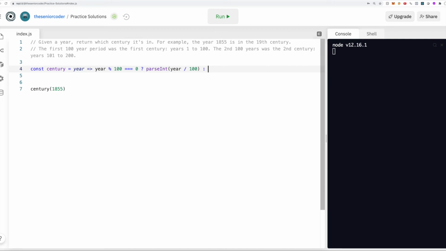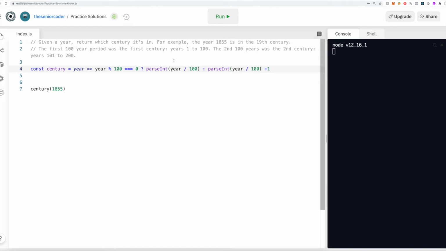Now, if it cannot be, then the other side of the ternary operator will give us what we need. We're going to parseInt the year divided by 100. That would normally give us a fraction or a float number, but because we're using parseInt, it will give us a whole number, an integer. Oh, then we add 1 to it in this case.